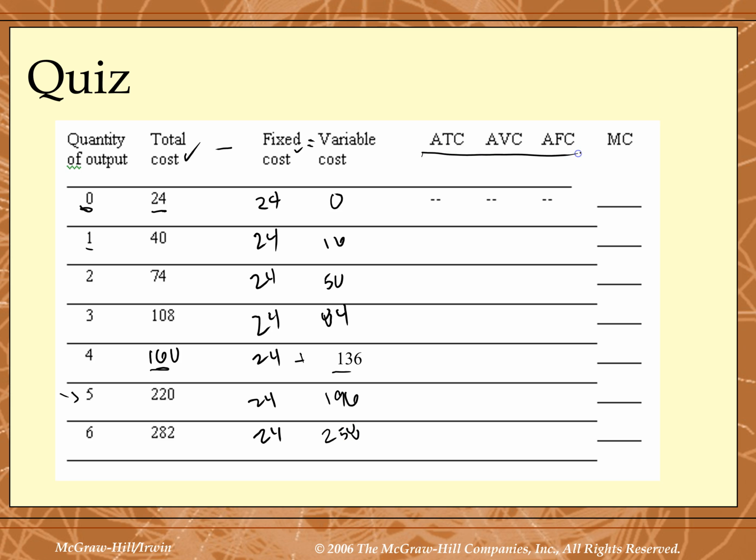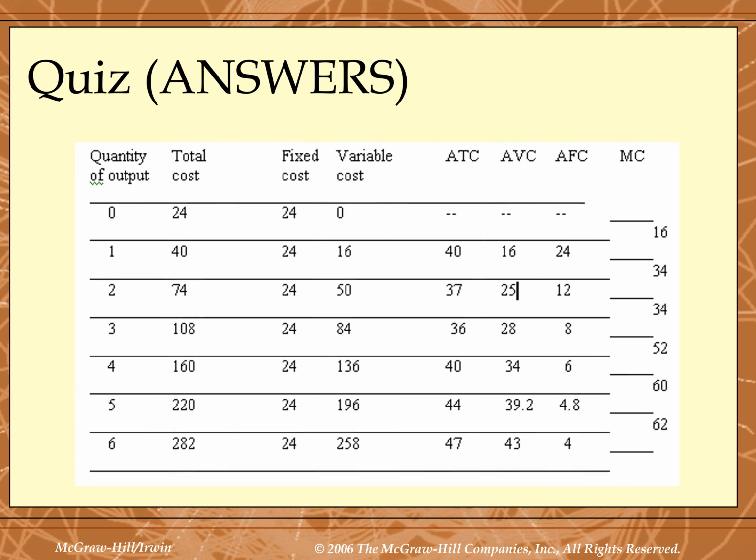Now, for your average cost, all you're going to be doing is taking your total cost divided by Q. Your total cost is 40, your Q is 1, so that's going to be 40, right? Here, your total cost is 74, your Q is 2, so it's going to be 74 divided by 2, and so on. AVC is going to be your variable cost divided by quantity, and your AFC is going to be your fixed cost divided by quantity. Now, your marginal cost is going to be the change in total cost when you produce one more unit. And so it's going to look like this.